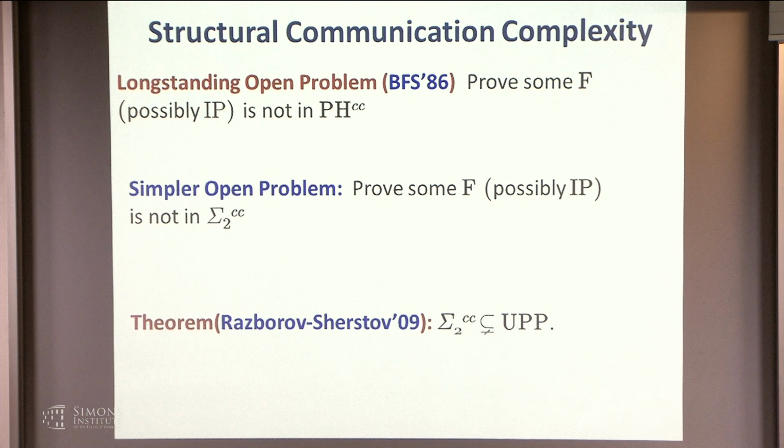A much simpler problem is to even show lower bounds against the depth 2, the second level of this hierarchy. Razborov and Sherstov in 2009 showed that this is already very hard because this contains functions of large sign rank. Sign rank in communication complexity is the strongest tool that we have to prove lower bounds.